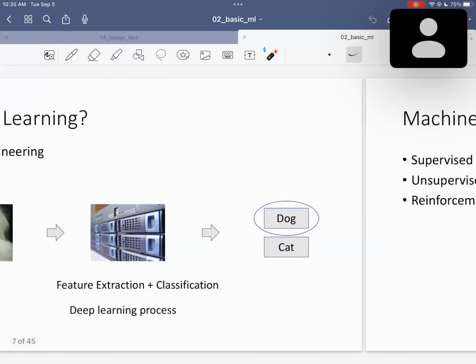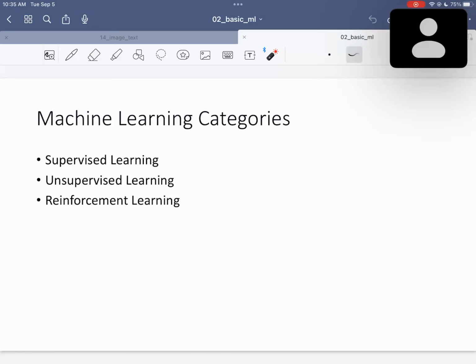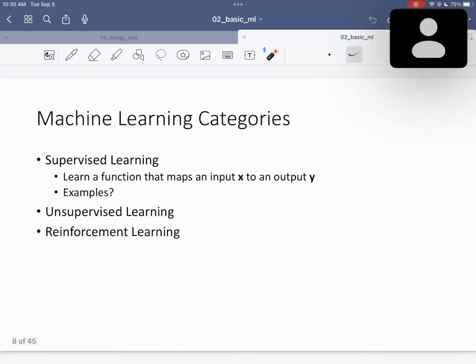So we'll skip that. In machine learning, there are largely 3 categories: supervised learning, unsupervised learning, and reinforcement learning. Hopefully most of you are already familiar with the high-level concepts. Supervised learning is learning a function that maps an input x to an output y. You have an x and y, and you want to learn a function that can convert one to the other. Image classification, for example: x is an image.